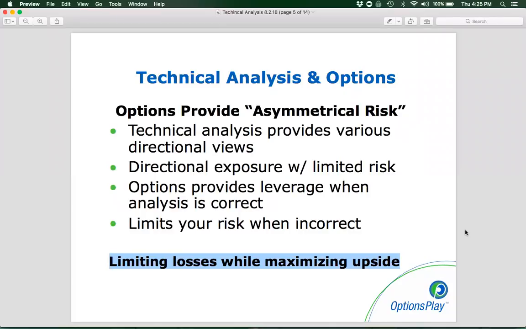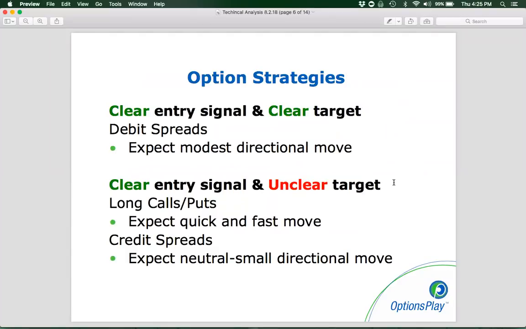So no matter what happens, you can't lose more than that. So that's really why we want to discuss these three strategies that I want to point out that are suitable for technical analysis.